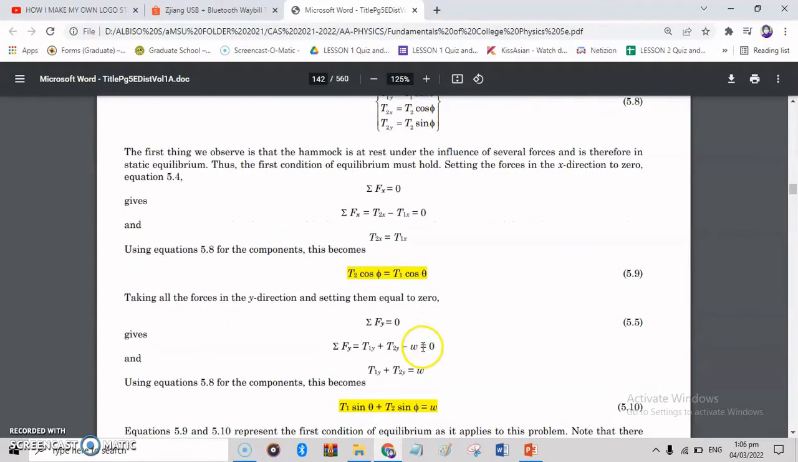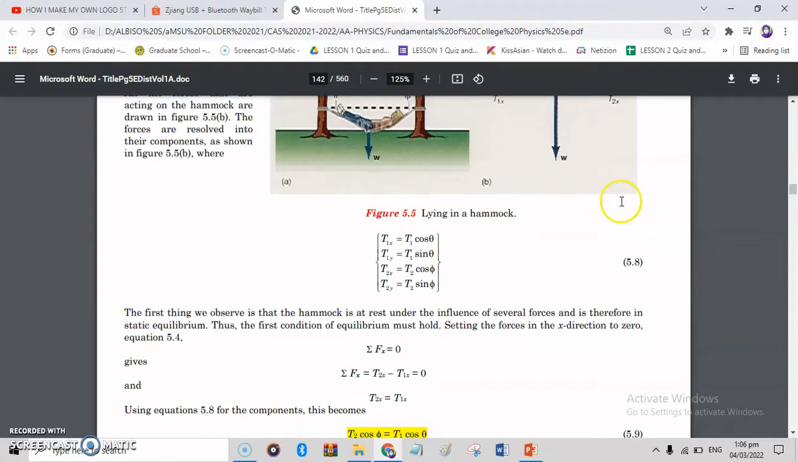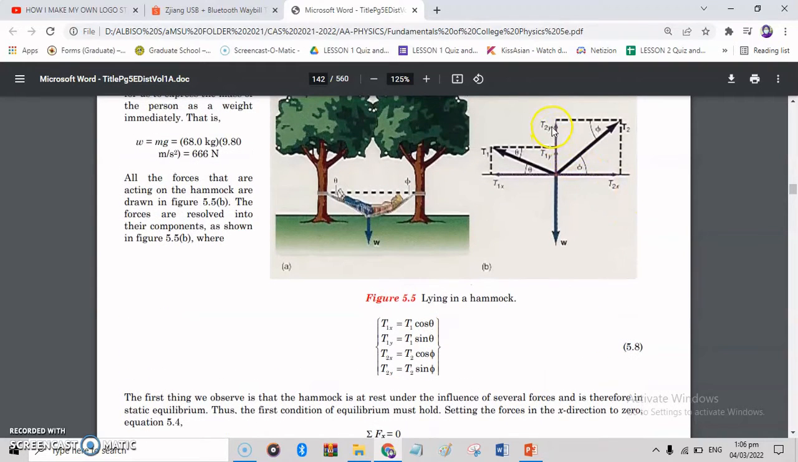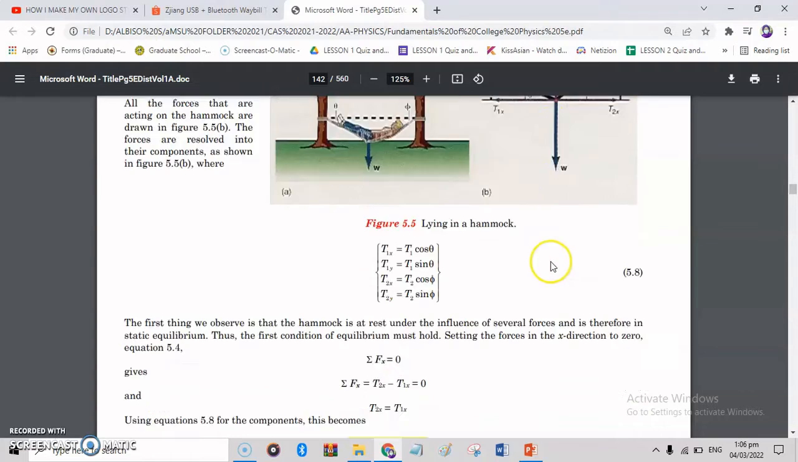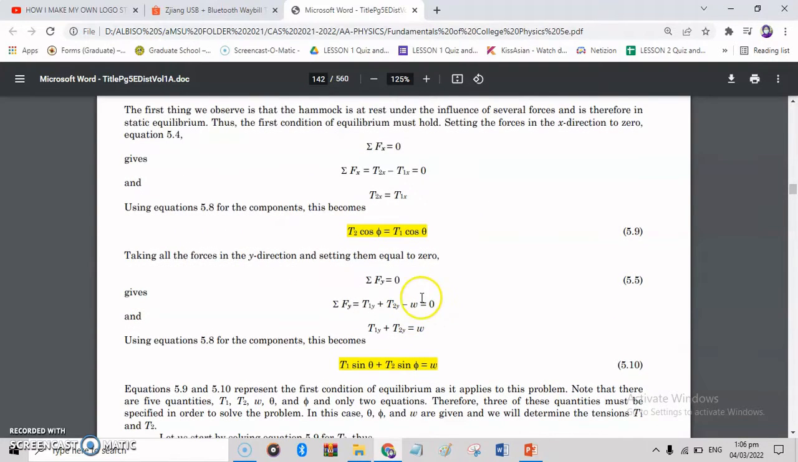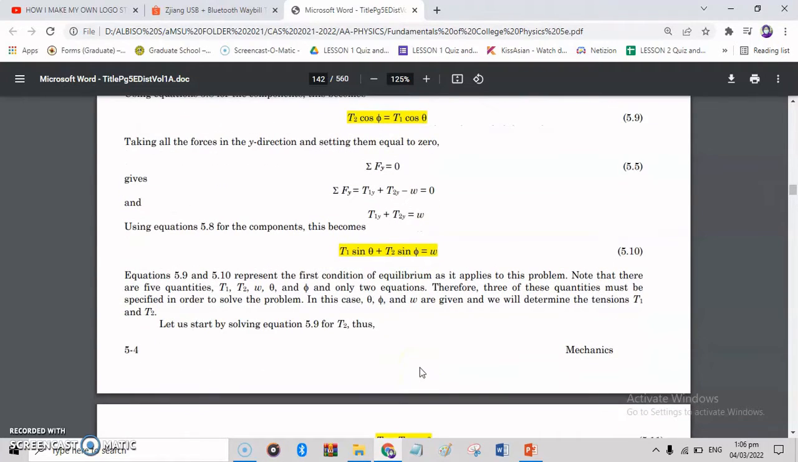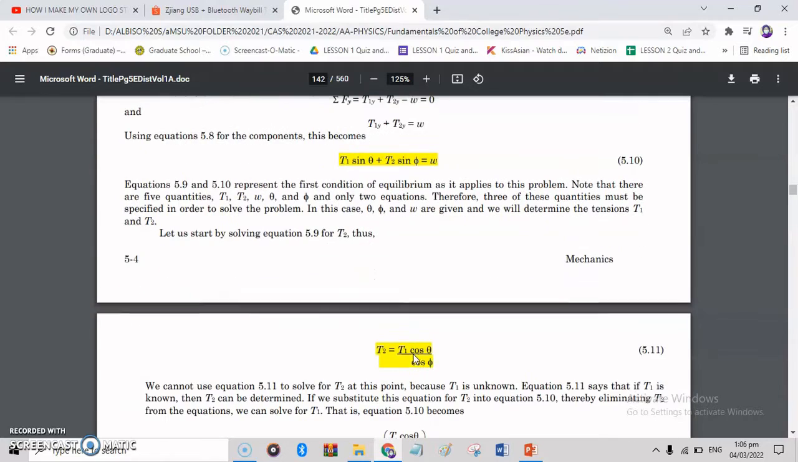For the y components naman, kita nyo sa figure, merong T2y plus T1y minus W, okay, equals 0. So, ito na yan siya. Now, since negative siya, ilipat mo sa kabila, magiging positive. And then, ang value ni T1y is T1 sin theta, T2y is T2 sin phi. Since you have your equations na, you can input, no?